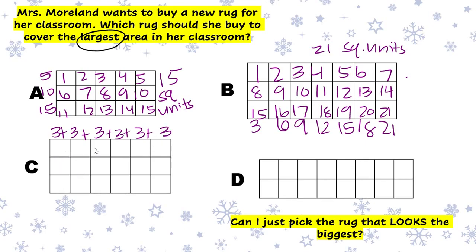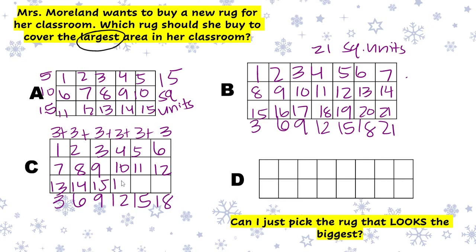So I see 1, 2, 3, 4, 5, 6 threes. So 3, 6, 9, 12, 15, 18. And I could also just go through and count it. 1, 2, 3, 4, 5, 6, 7, 8, 9, 10, 11, 12, 13, 14, 15, 16, 17, 18. So this one is 18 square units. So far I have 15 square units, 21 square units, and 18 square units.